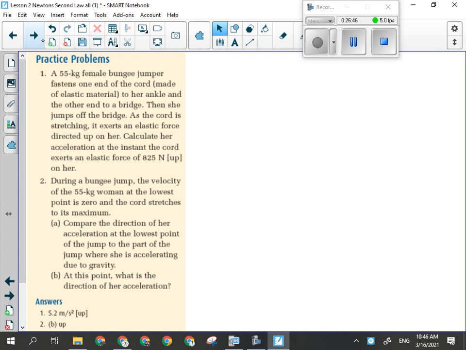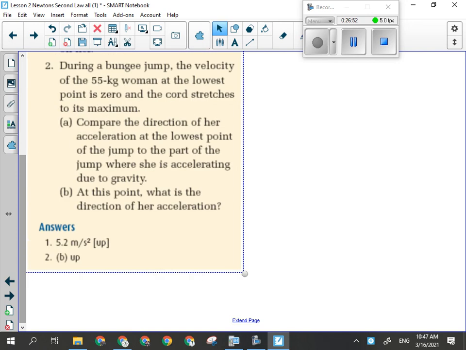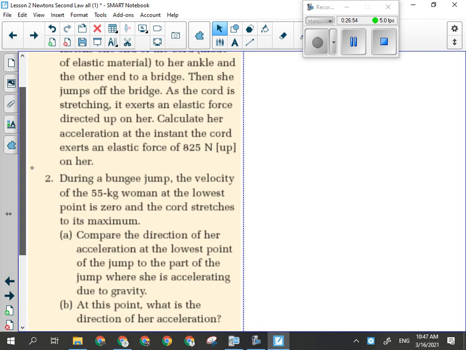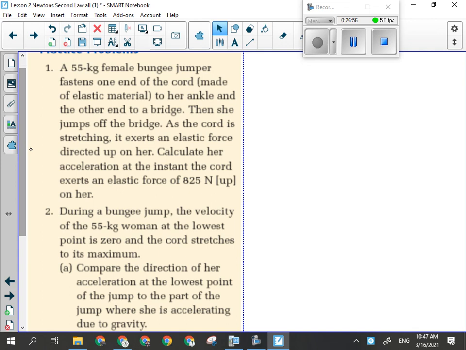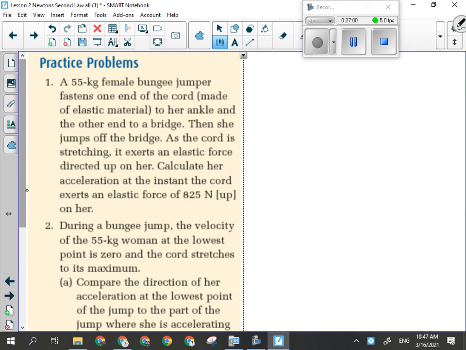Okay, give number 1 a try here. I'm going to make it a little bit bigger so you can read it. And the answer is 5.2, just so you have it here. All right, give number 1 a try.